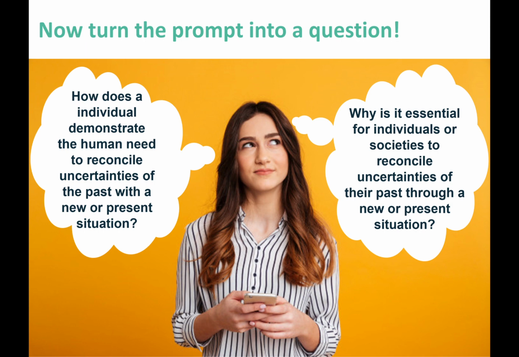In this case, I've demonstrated two possible ways I might turn the writing prompt for the ELA 30-1 topic into questions. On the left, I've chosen to focus on an individual. How does an individual demonstrate the human need to reconcile uncertainties of the past with a new or present situation? I see a typo there. I'll give 5 points to the first student that emails me and tells me what it is.